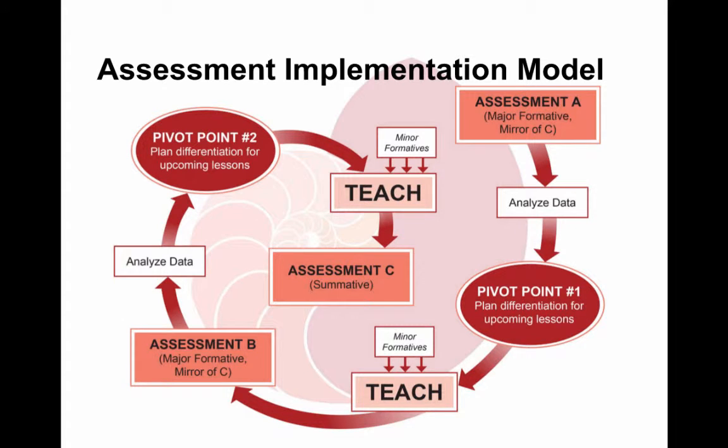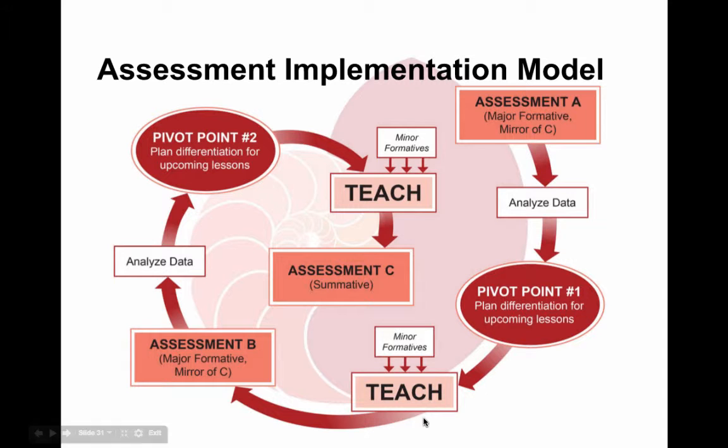Let's look at a simple assessment implementation model, with assessment A being a baseline assessment, some sort of assessment that's going to be given at the beginning of instruction so that we can find out how kids are starting off. And of course, there's typical ability levels, but some students will be above or some students will be low, and this is where we find out where kids typically are on that spectrum. We would analyze that data and pivot. Change what we plan to do based on the unique needs of the unique group of students in this classroom.